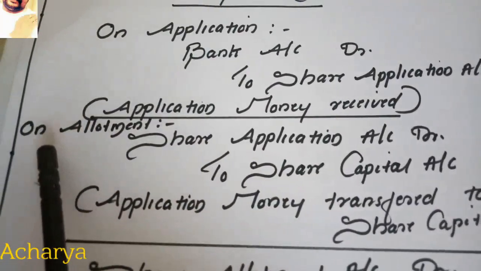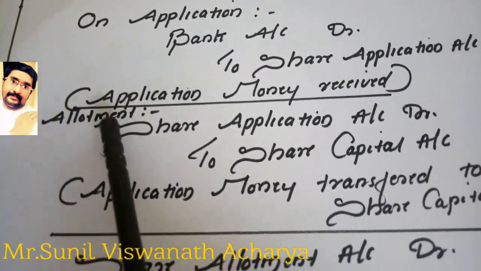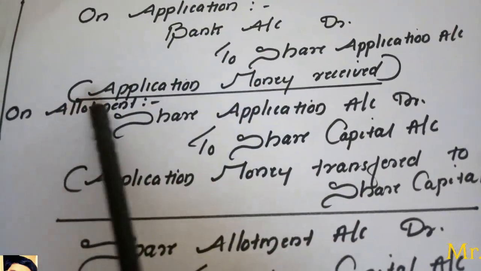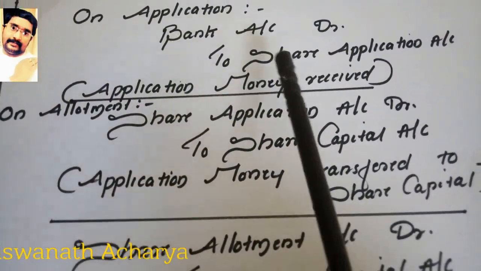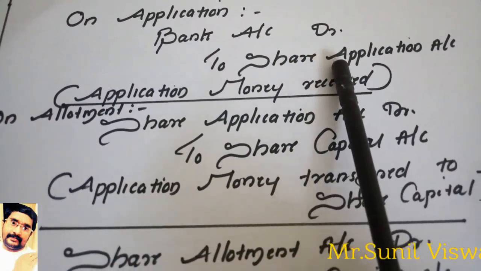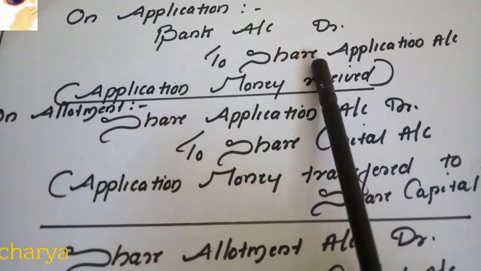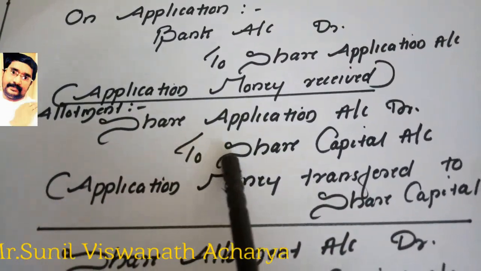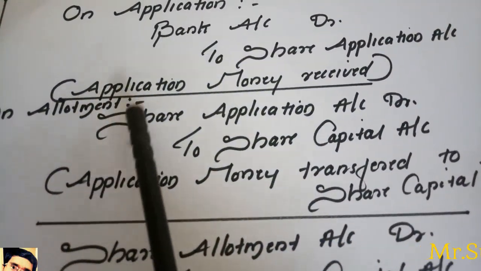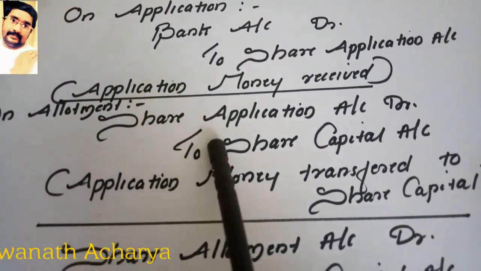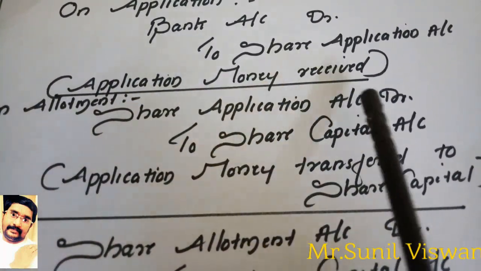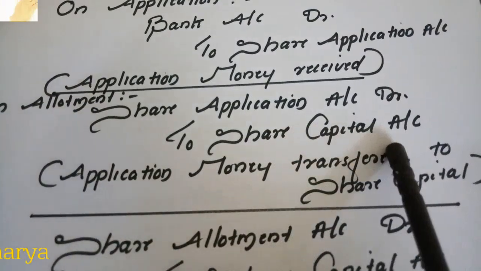Then second, at the time of allotment. Allotment means we are giving shares to the public. After receiving applications, we are allotting shares to the public. At that time, what will happen? The first installment money we received, suppose 3 rupees is application money, that money 3000 rupees we will transfer to share capital, because now they become shareholders, and the share money will become part of the capital of the company. So the application money received we will transfer to which account?